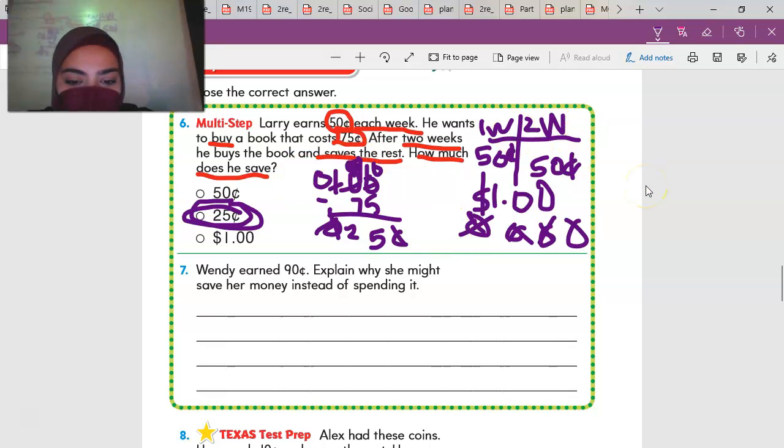Wendy earned 90 cents. Explain why she might save her money instead of spending it. So tell me, why would you want to save your money instead of spending it? I kind of just told you, but there's a lot of good reasons. Do not share your ideas with others. I promise they will take it and not think. So I know you have brilliant ideas. Write them down. This one is free. Free answer. If you write anything down that makes sense, it's right. Forget about Wendy, why would you want to save money rather than spend it? Write that down for number 7.